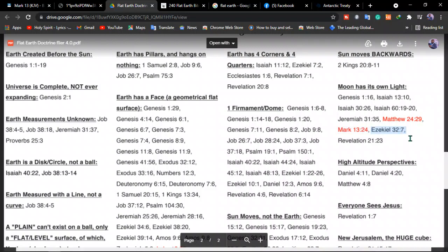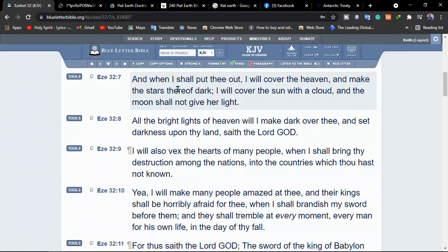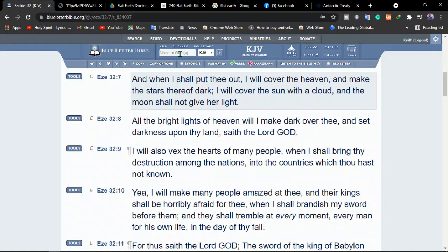Ezekiel 32 verse 7. And when I shall put thee out, I will cover the heaven and make the stars thereof dark. I will cover the sun with a cloud, and the moon shall not give her light. Okay, Revelation 21:23. What does it say?